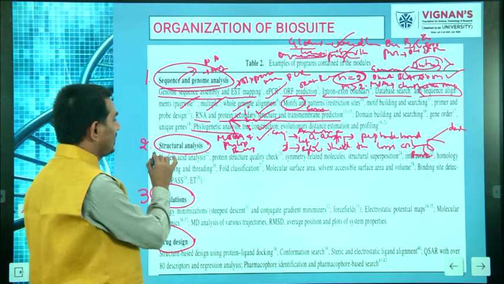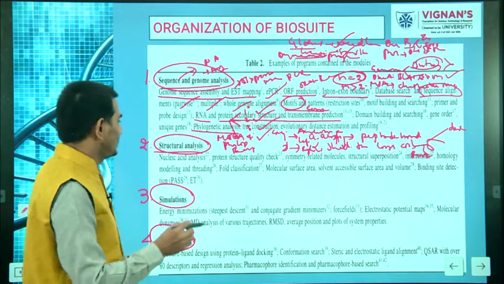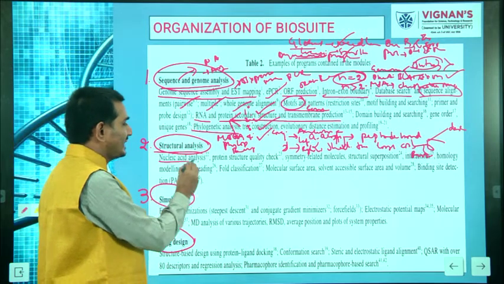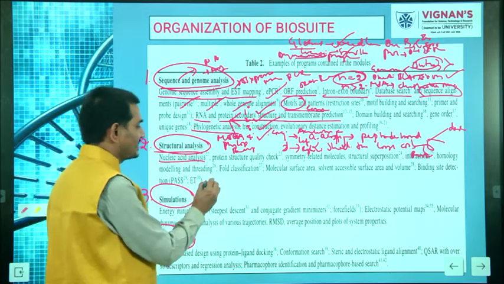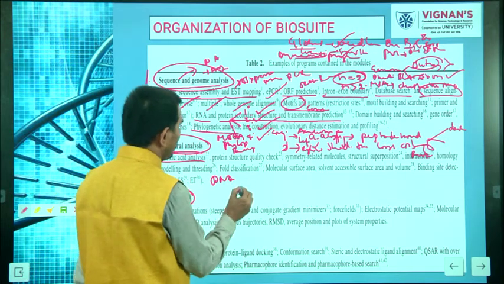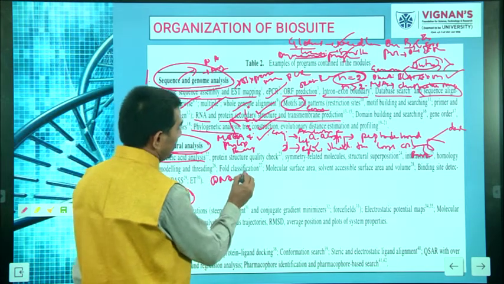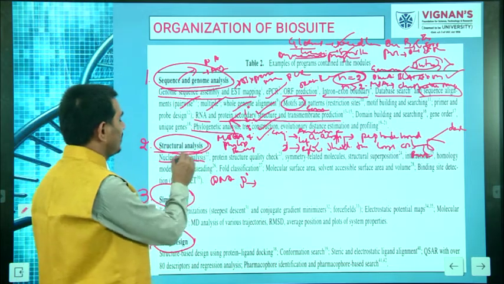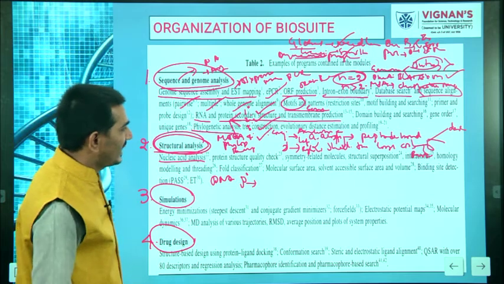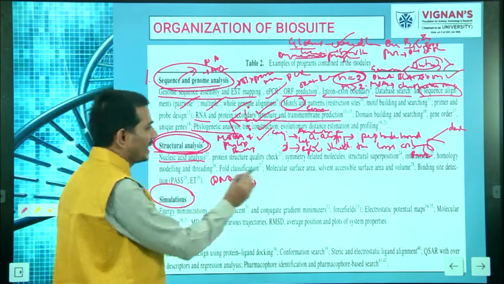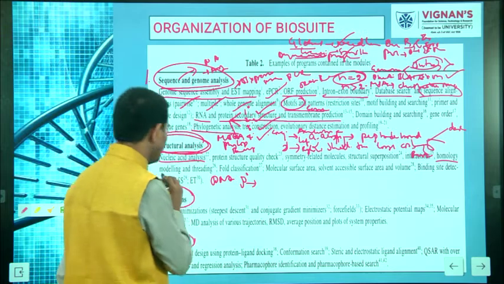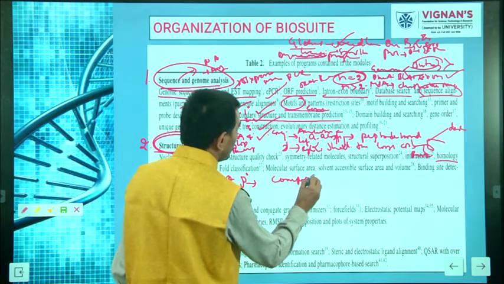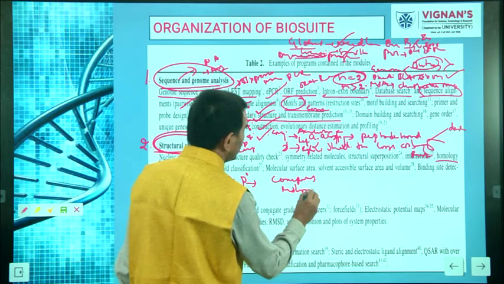So coming to the second module of Biosuite, that is structural analysis. Here the basic biological macromolecules are nothing but the nucleic acids. If you see the structure of DNA, it is a double helical model, and coming to protein, it exists in various conformations, and these can be found out by using this module, that is structural analysis. And we can also perform homology modeling, which is also called comparative modeling or molecular modeling.